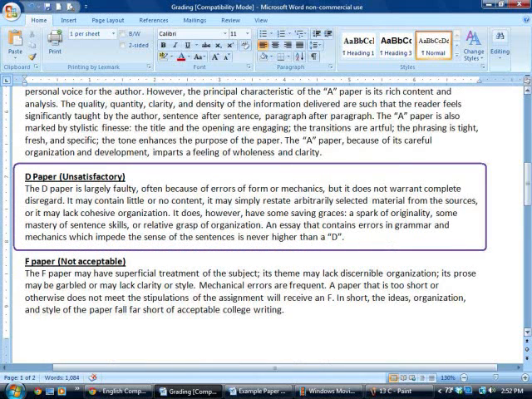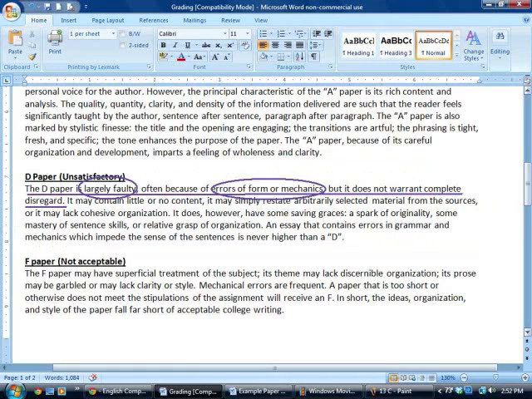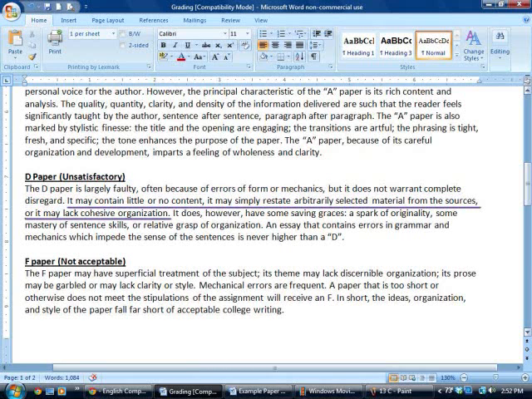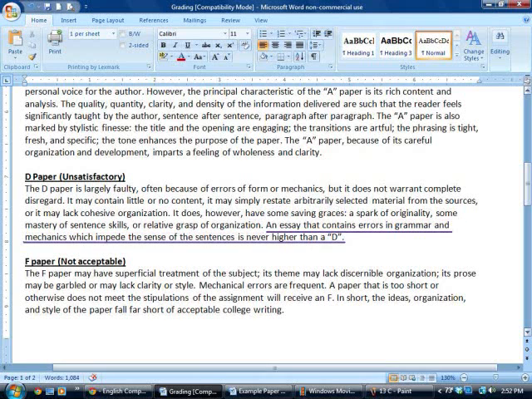Okay, I know no one wants a D paper, but listen very carefully to what a D paper would entail. A D paper is largely faulty, often because of errors of form or mechanics, but it does not warrant complete disregard. It may contain little or no content. It may simply restate arbitrarily selected material from sources, or it may lack cohesive organization. It does, however, have some saving graces, a spark of originality, some mastery of sentence skills, or a relative grasp of organization. An essay that contains errors in grammar and mechanics which impede the sense of the sentences is never higher than a D, and that's why grammar is very, very important.